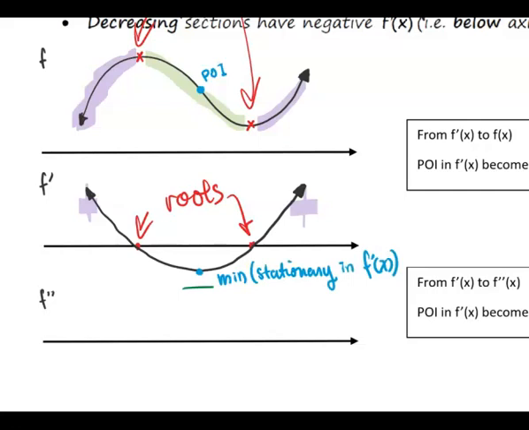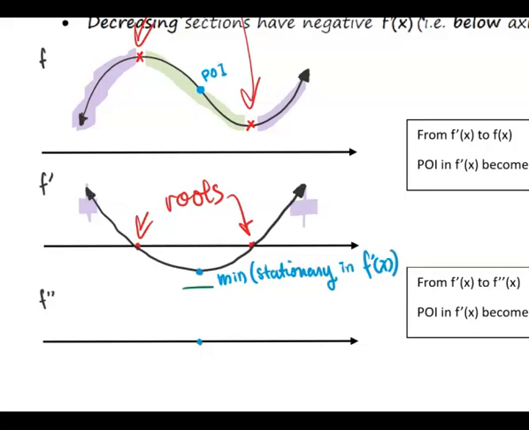And I can take the same point, and I'm just going to bring this down here to my second derivative. Now, second derivative is talking about the slope of the first derivative graph. And I know that at this minimum, the slope has to be 0. So I'm going to have a root right here.